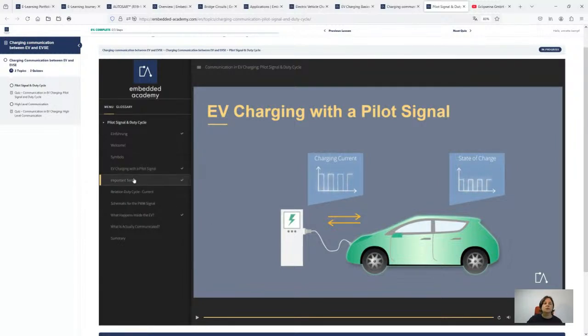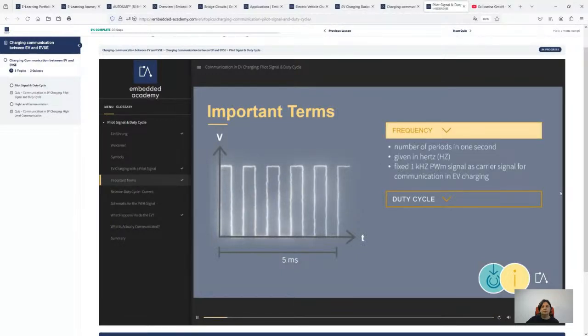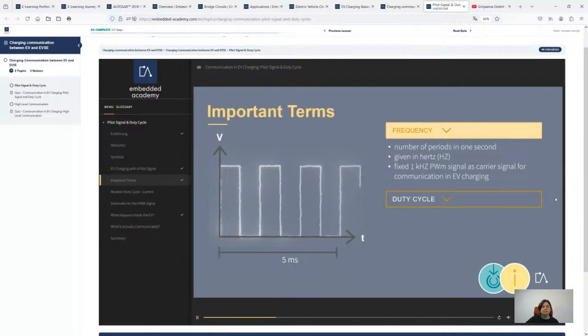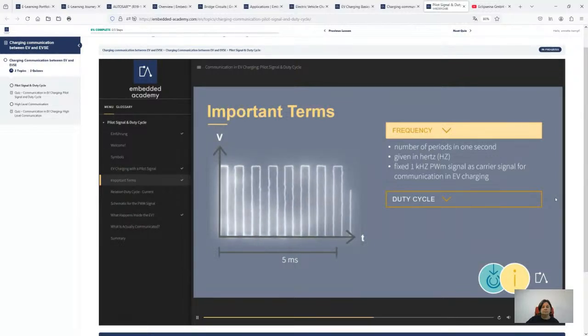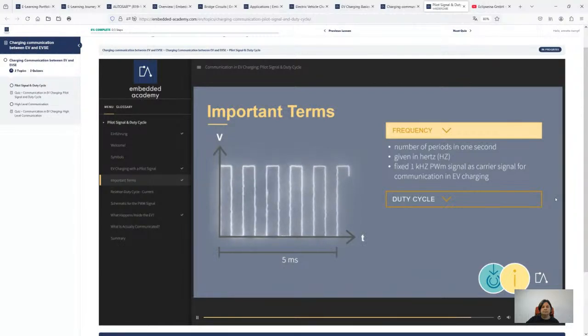So for the next one, important terms. For communication between EV charging station and vehicle, the principle of pulse width modulation is used. Important parameters are frequency and duty cycle. The frequency is the number of periods in 1 second. It is given in hertz. A fixed 1 kHz PWM signal is used as a carrier signal for communication in EV charging.